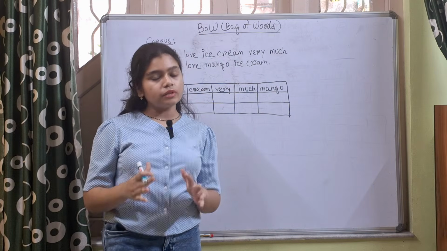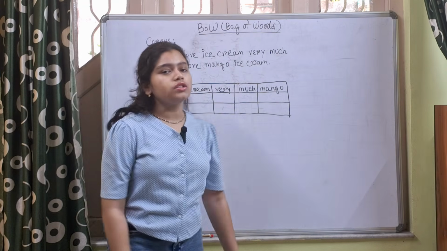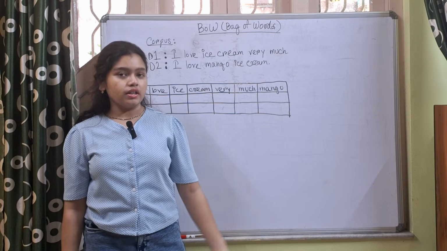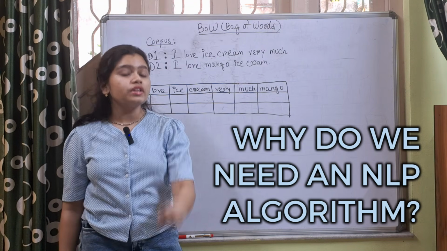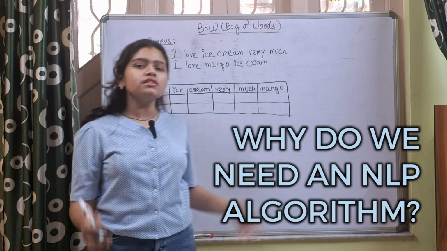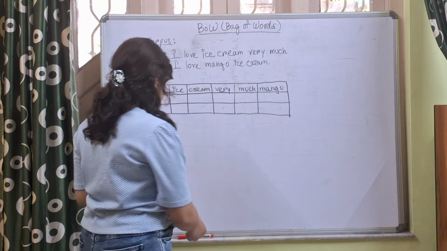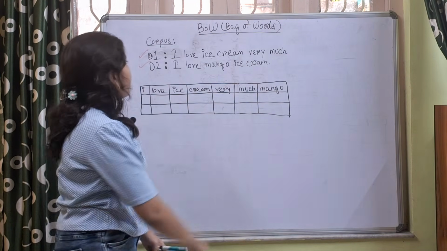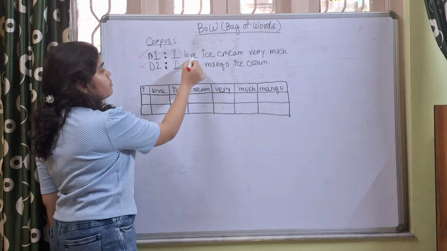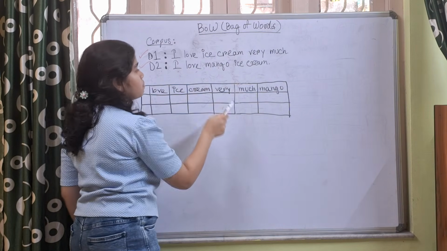Okay. So now we are going to learn about the NLP algorithms, and I'm making this video here in the board because it will be easier to understand the algorithms here. Now the question is, why do we need an NLP algorithm? What is the need? Like here I have a corpus in which I have basically two documents, D1, D2. Document 1 is I love ice cream very much. Document 2 is I love mango ice cream.